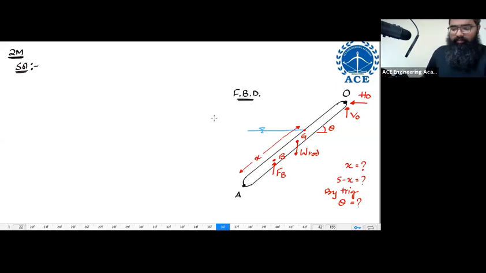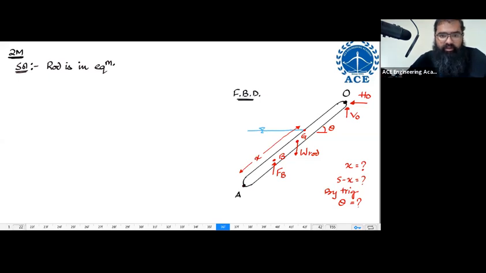I see over here that the body is in equilibrium. Rod is in equilibrium. If the rod is in equilibrium, it means that I can apply equations of moment. But there's a problem over here. I see that the forces over here are non-concurrent forces. If non-concurrent forces are there in a 2D system, you have three equations of equilibrium: sigma Fx = 0, sigma Fy = 0, sigma M = 0.